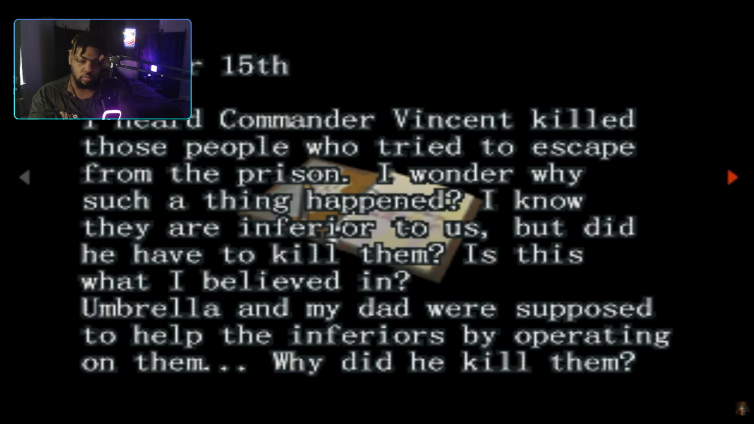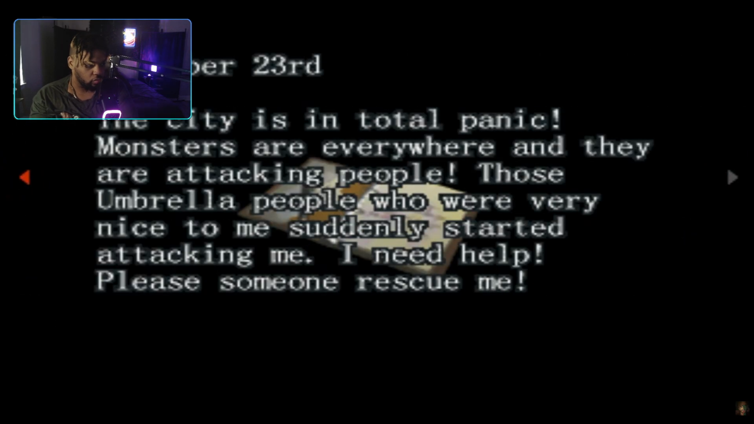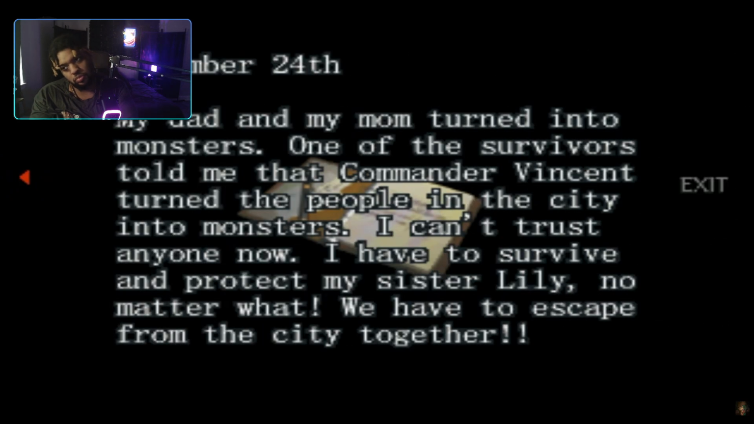But confusion would creep into Lot's mind when he learned that Commander Vincent killed the 20 escapees, as he's been led to believe by his father that they were actually helping them. Then Lot writes about the outbreak, that monsters were all over the city and were attacking people. He writes that his parents also succumbed to the T-virus and turned into monsters, and that he couldn't trust anyone now. His only job was to protect his younger sister and to escape the city.